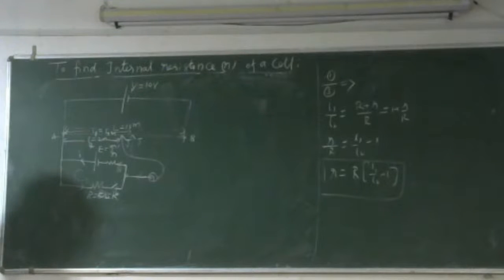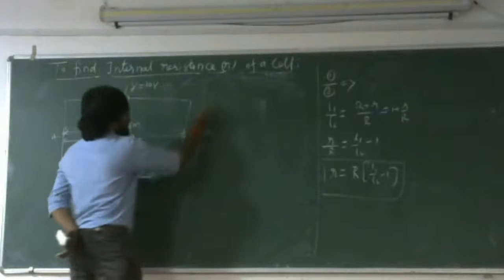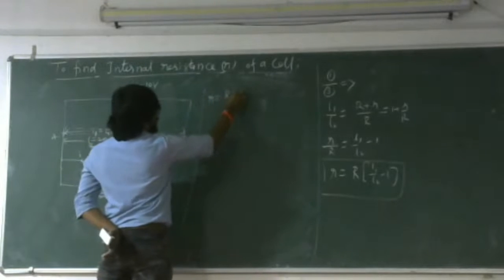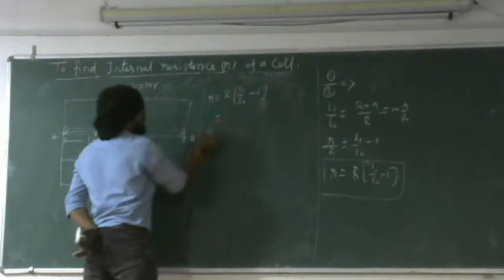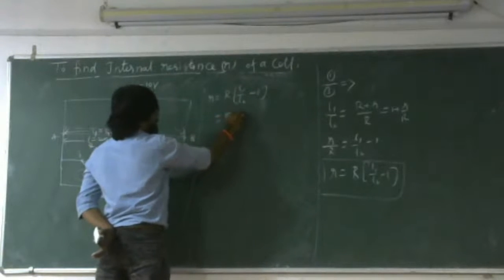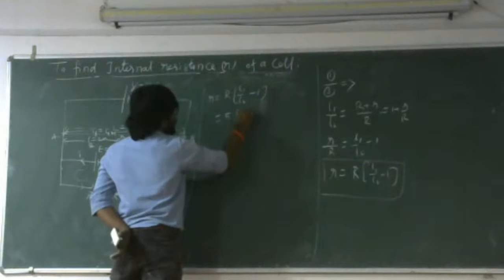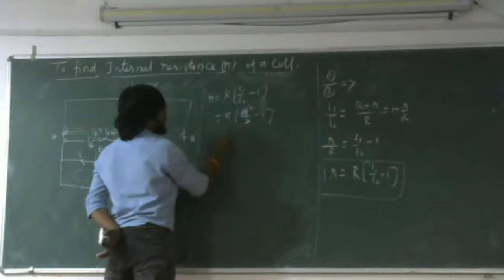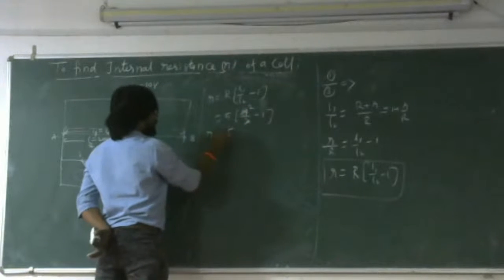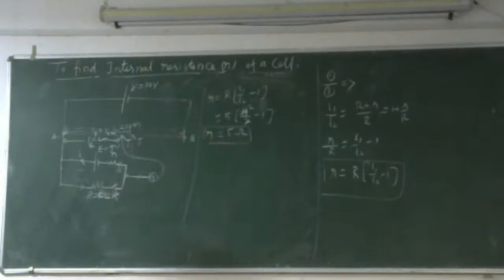So by making use of this, how to find internal resistance? Direct formula I can use: small r is equal to capital R into L1 by L2 minus 1. Is equal to 5 into L1 is 4, L2 is 2, minus 1. So it is 2 minus 1 is 1, so it is equal to 5 ohm. Internal resistance is 5 ohm. Okay?